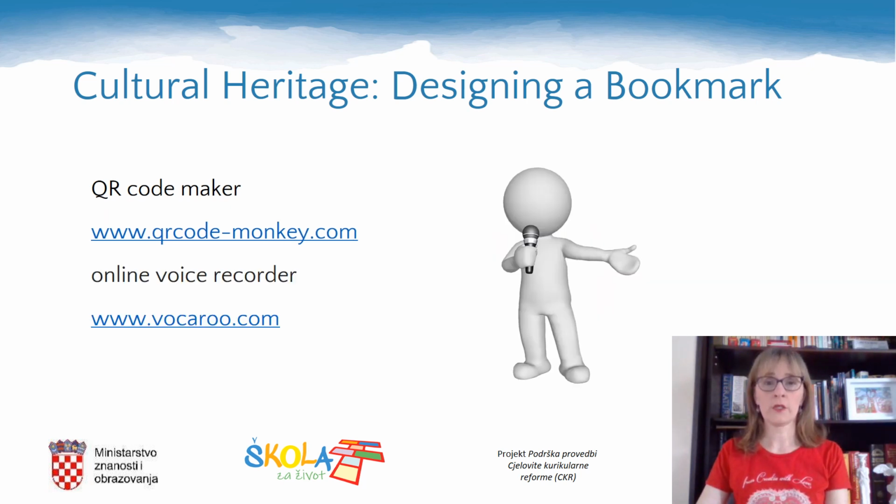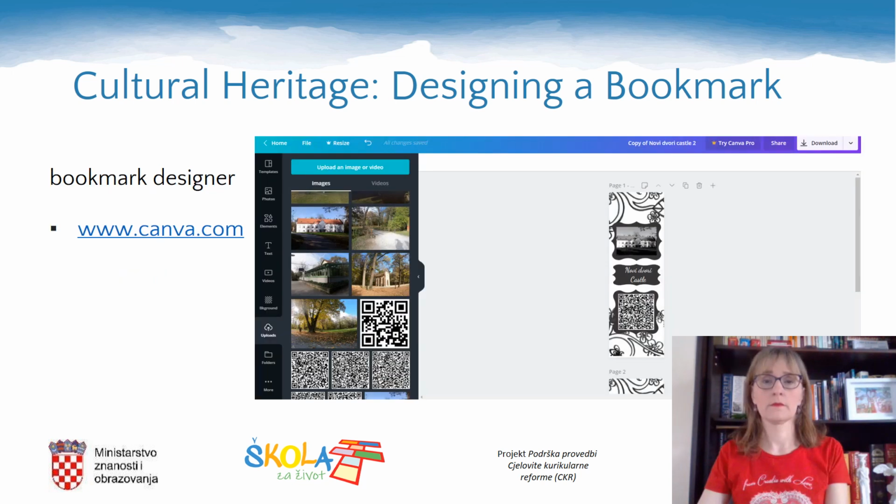Another way of turning your text into URL is recording yourself narrating the text. You can do it with Vocaroo, an online voice recorder. You again get URL. After you turn all your materials into QR codes, upload them together with all the pictures you will need into Canva and design your bookmark.